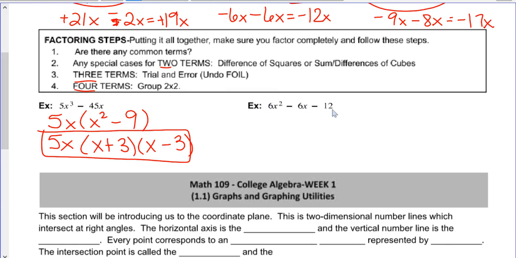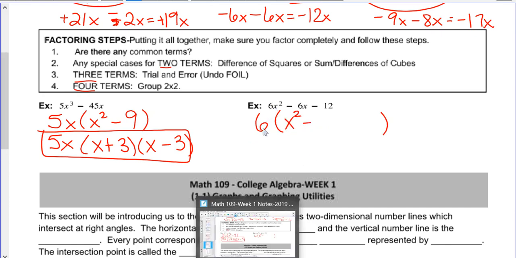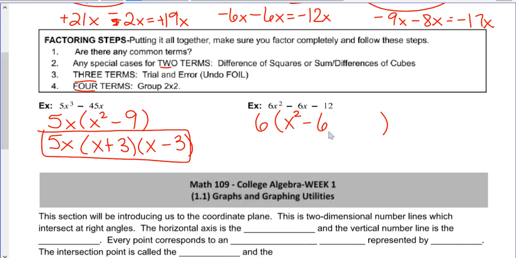All right, last one. Notice there's a 6x squared minus 6x minus 12. No x's in common this time because this didn't have any x's, but each of those have a factor of 6. So when I take that out, let's see what's left over. 6 times what is x squared? Oh, there's 6x squared. It should be just an x squared. 6 times what is a 6x? Whoops, should be just a minus x. Okay. And then 6 times what is a negative 12? Well, I need a minus 2.